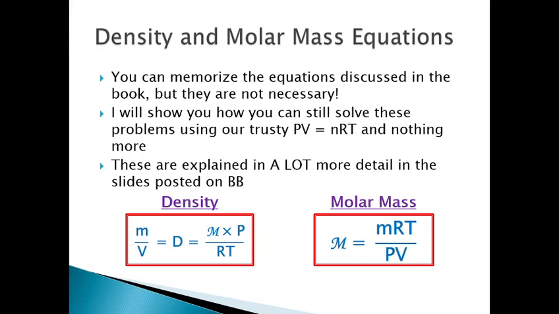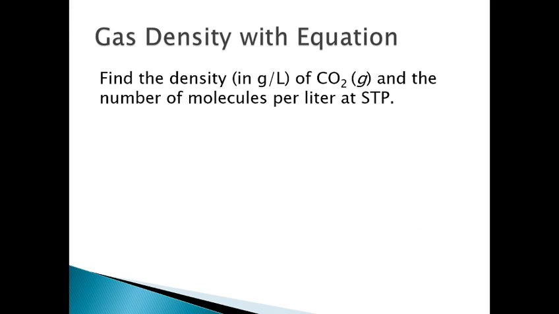And so in these next two practice problems, I'm going to demonstrate how you can use these two equations in order to solve for your density and for the molar mass. Or if you don't have time to memorize these, do the same exact math that we've been doing since day one, using PV equals nRT to solve for exactly the same thing. And so the first example has to do with the density. I want you to determine the density in grams per liter of CO2 and the number of molecules per liter at STP.